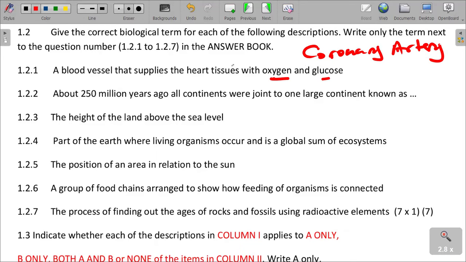And then about 250 million years ago, all continents were joined to one large continent. Before continental drift, the Earth mass was one supercontinent, which was called Pangaea. It was called Pangaea before it divided.